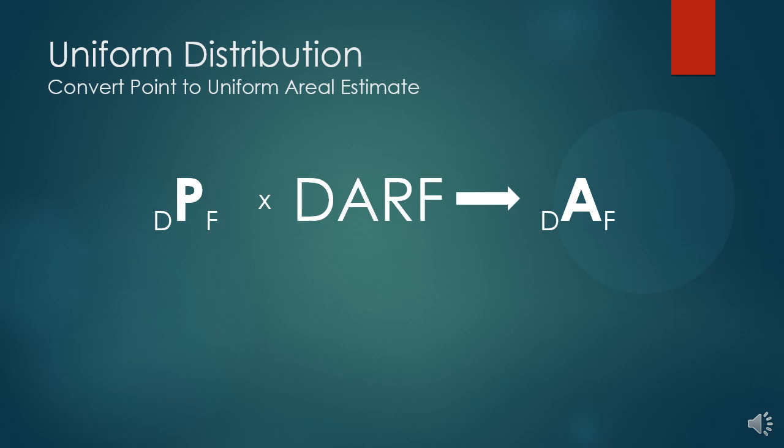So the idea then is to take your point estimate of a given duration and frequency and derive the aerial estimate for the same duration and the same frequency. We do that with a factor called the depth area reduction factor. So if I have a rainfall estimate for my 24-hour storm, 10-year frequency, I multiply it by a depth area reduction factor, and that yields an aerial estimate at the same duration and the same frequency.